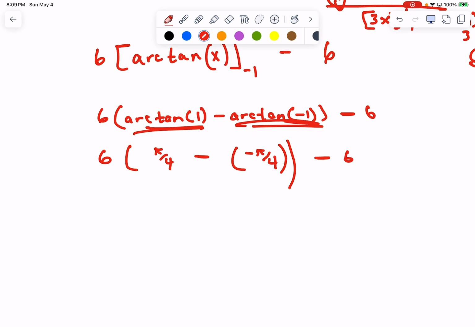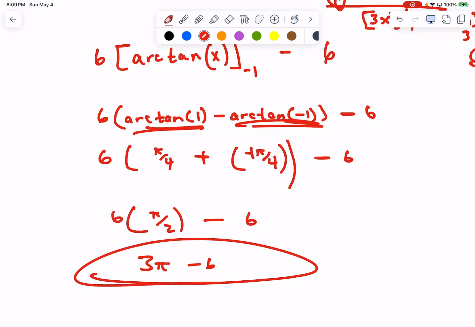So you go quadrant 1 this way, or you go quadrant 4 clockwise. So that's why it's negative pi over 4. Okay, so we're going to have 6 times pi over 4 plus pi over 4, which is going to be 2 pi over 4, which is pi over 2, minus 6. So we're going to end up with 3 pi minus 6 as the area of the region.